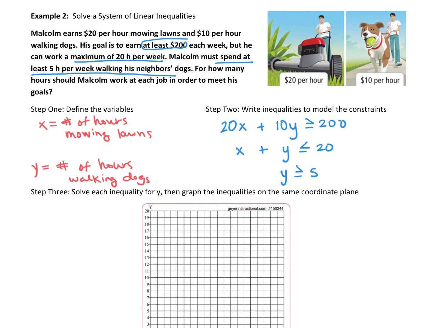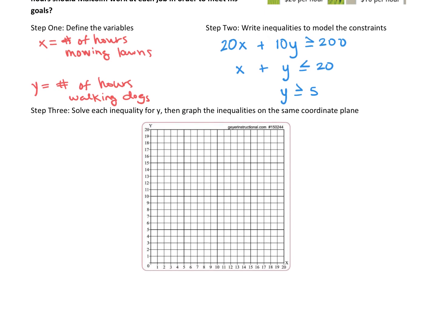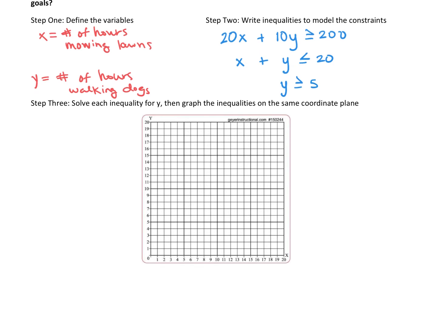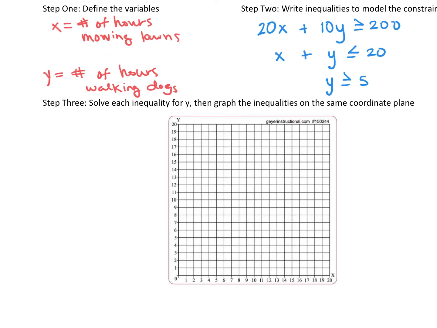Okay, we are going to graph those three inequalities and see how this takes shape and understand how we can answer the question from that. So our first inequality is 20x plus 10y is greater than or equal to 200. To graph this, we are going to solve this for y. Let's get the x to the other side where we want it. We're going to subtract 20x from both sides.